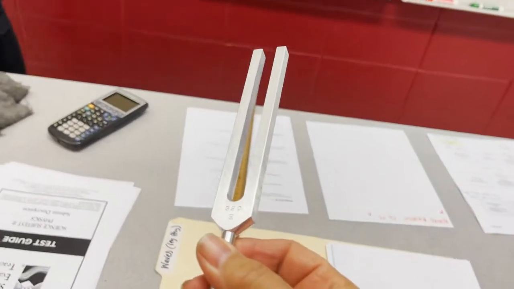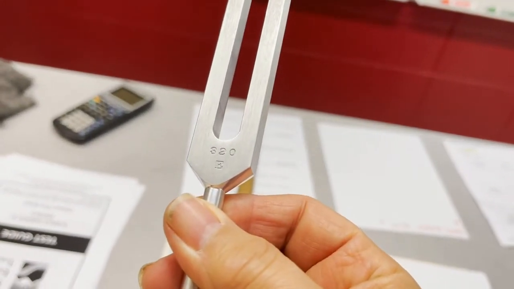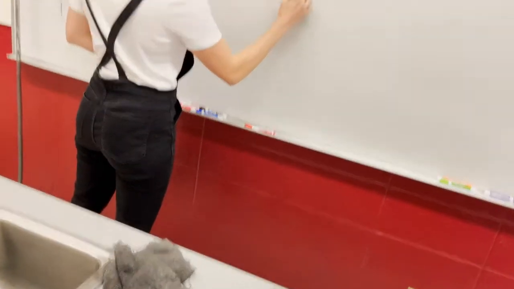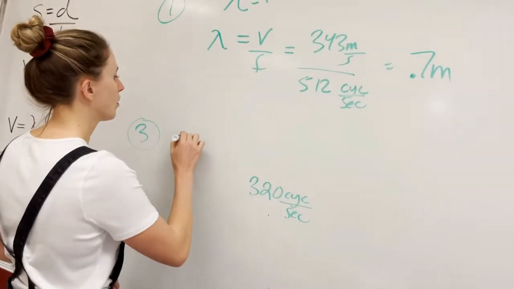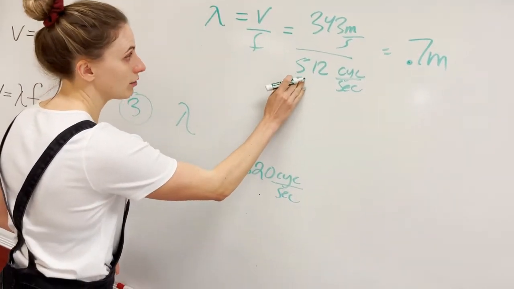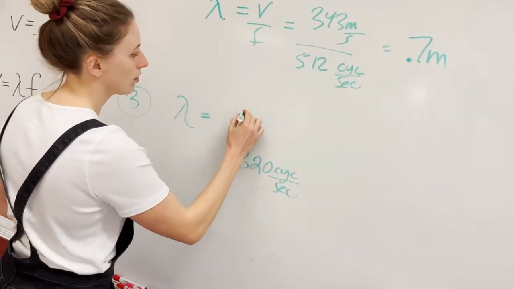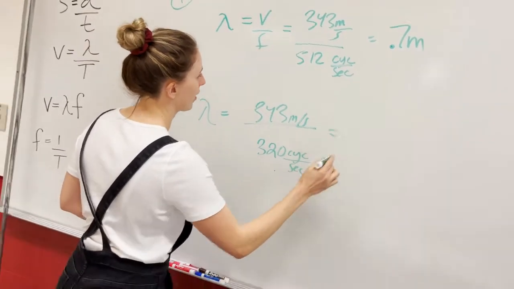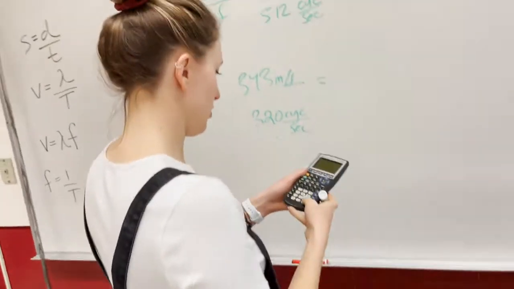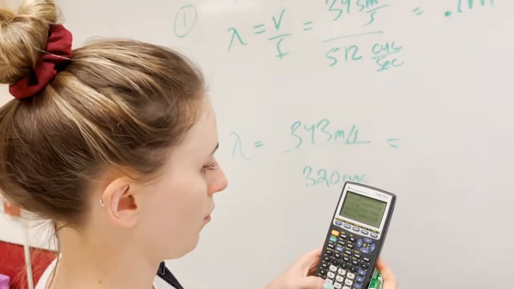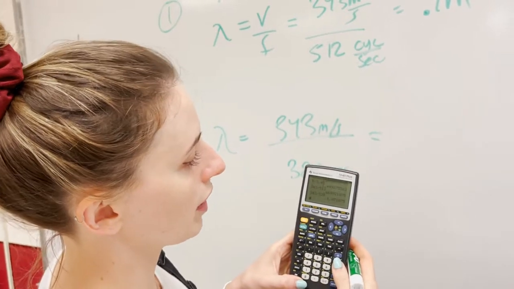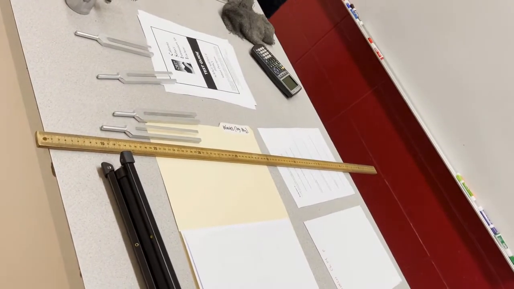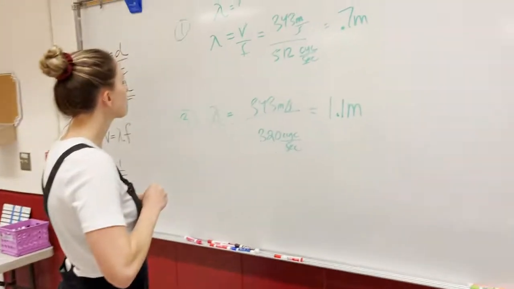This is 320. That was the third one. Okay, so 320, you said? 320 cycles per second. It's a lower frequency, yeah it is. This was a higher number, higher frequency, so we should have a longer wavelength here. So 343 divided by 320, and I'm gonna call it 1.1. So 1.1, that's the length of the meter stick plus 10 centimeters. Okay. So that's the wavelength of the sound.